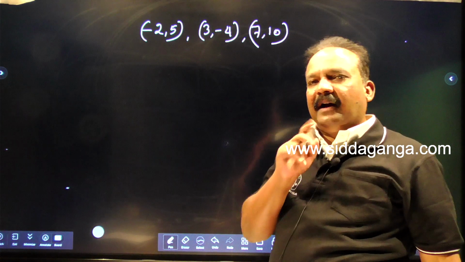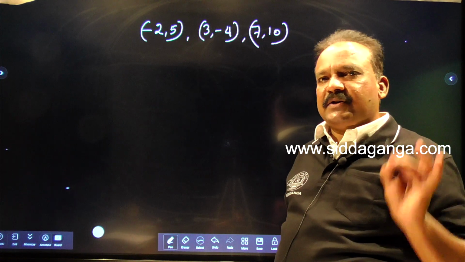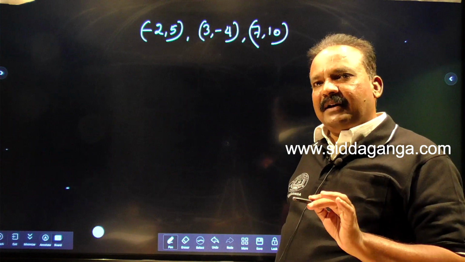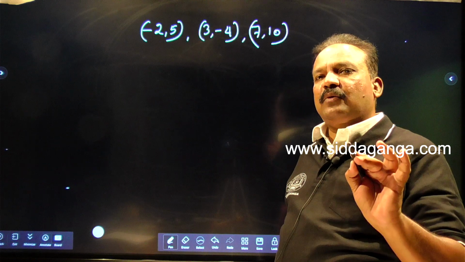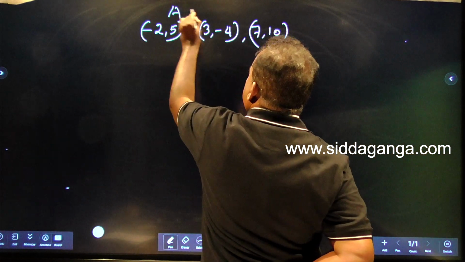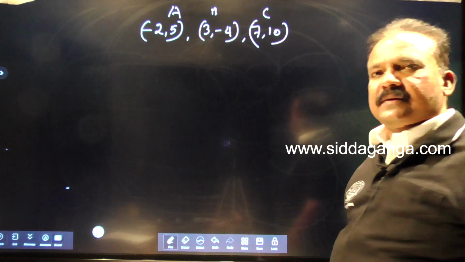There are two things here. Isosceles is one word, and right angle triangle is another. Isosceles means two sides must be equal. Right angle triangle means the distances must obey the Pythagoras theorem. Again, you need to calculate the distances first. Here the distances are nothing but the sides of the triangle.